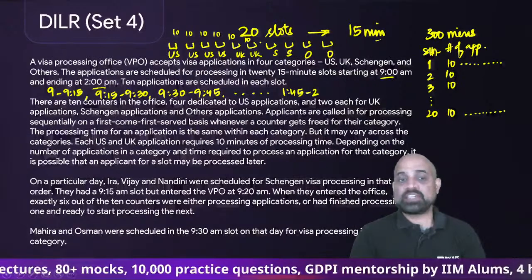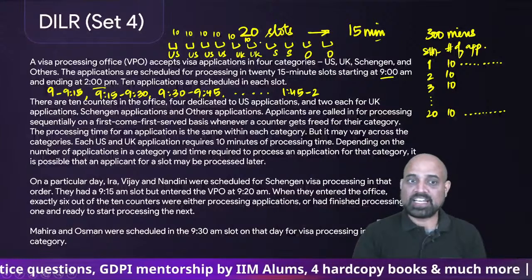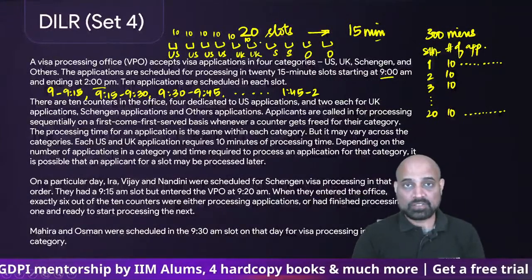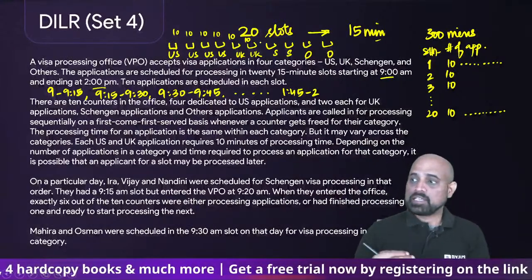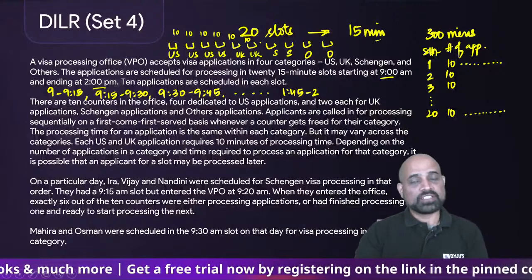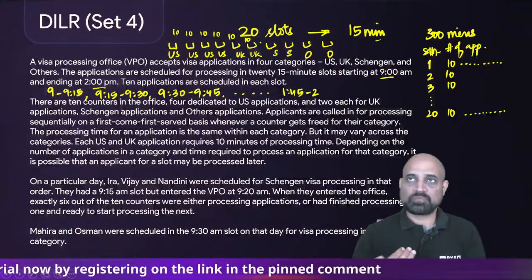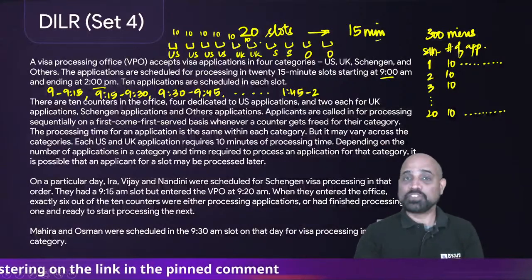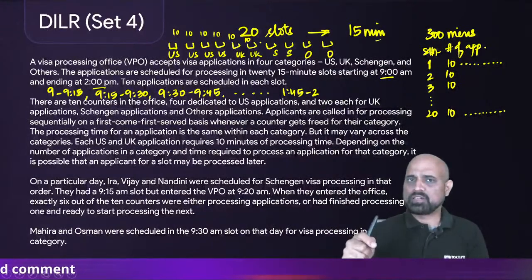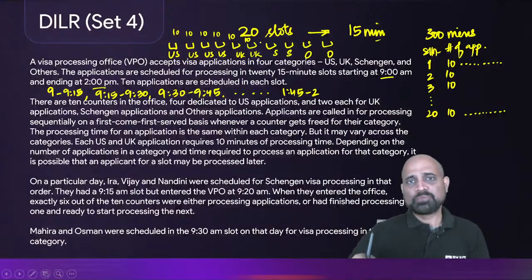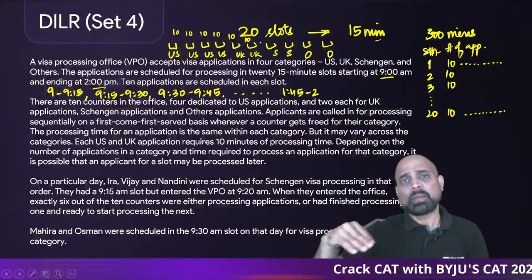Depending on the number of applications in a category and time required to process an application for that category, it is possible that an applicant for a slot may be processed later. Now, this is a confusing statement. Ki suppose I'm already there. It's my turn. But because my application processing time is more than 15 minutes and there is another person waiting for his or her slot, तो क्या होगा मेरा पेपर का? Will that be left after 15 minutes and will be processed later? Later मतलब at the end of the day, tomorrow, मतलब बाद में होगा?